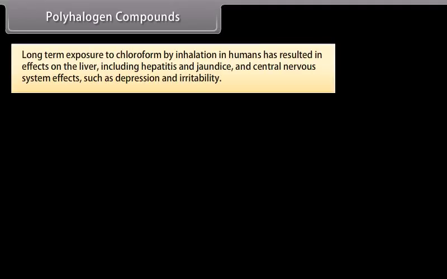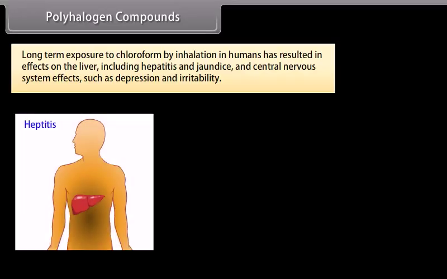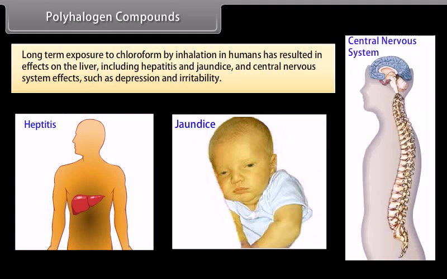Long-term exposure to chloroform by inhalation in humans has resulted in effects on the liver, including hepatitis and jaundice, and central nervous system effects such as depression and irritability.